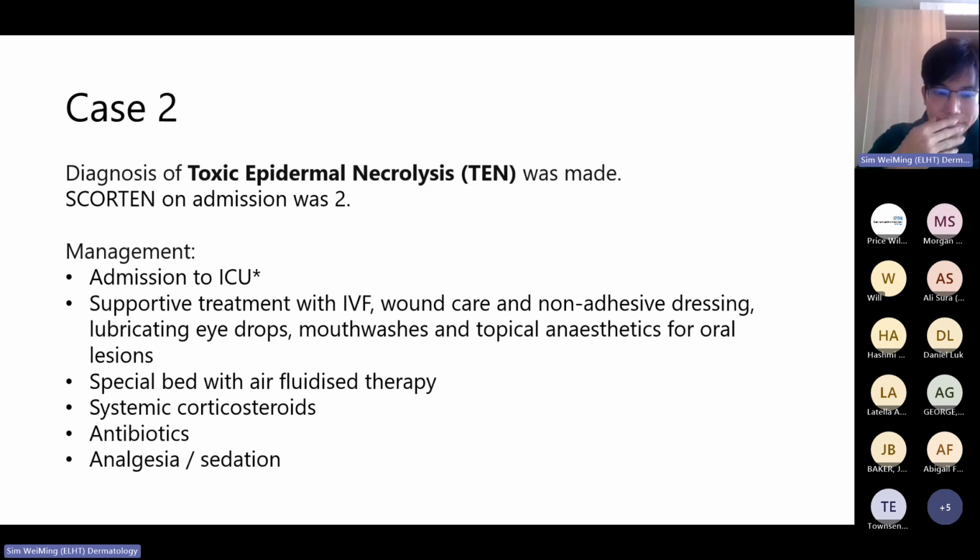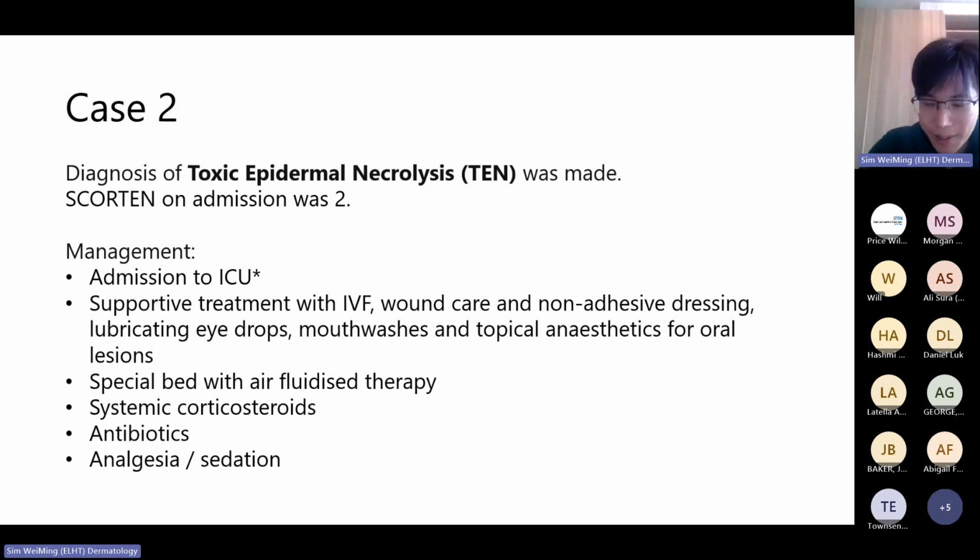Apparently, in this case, they had a special bed with air fluidized therapy. I think this case was a paper written in France. I don't know if in the NHS, in ICU, at least the ICU in Salford that I worked with, I don't think we have special beds with air fluidized therapy. Apparently, it promotes recovery and wound healing.